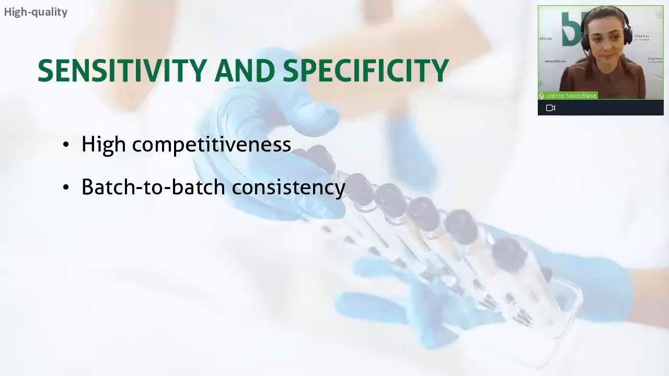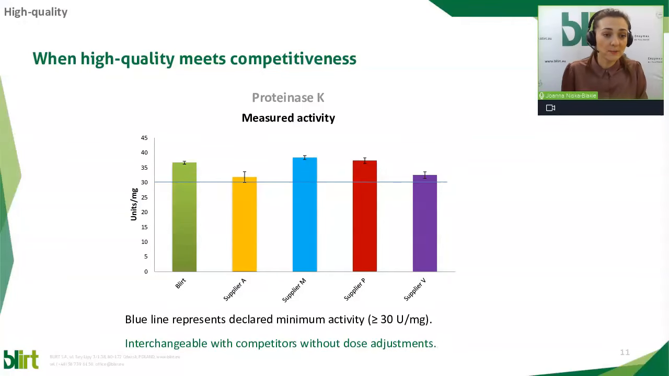So the first big group is high quality, which defines sensitivity and specificity of the test. And in this group, we distinguish the high competitiveness of the reagent as well as batch-to-batch consistency. So when it comes to high competitiveness, when you're looking for a supplier with a certain reagent, you would like this reagent to be comparable with those from the top market leaders.